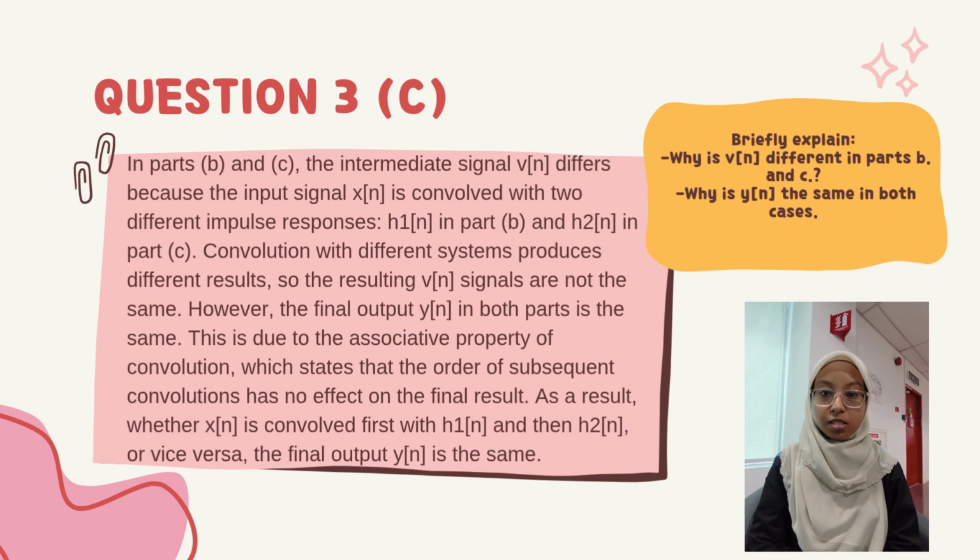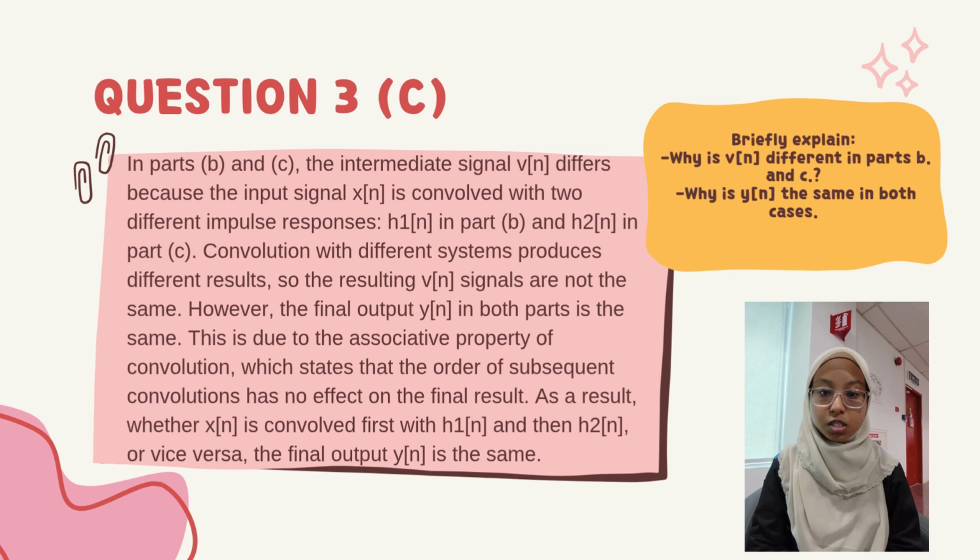In part B and C, the intermediate signal v[n] differs because the input signal x[n] is convolved with two different impulse responses, h1[n] in part B and h2[n] in part C. Convolution with different systems produces different results, so the resulting v[n] signals are not the same. However, the final output y[n] in both parts is the same.